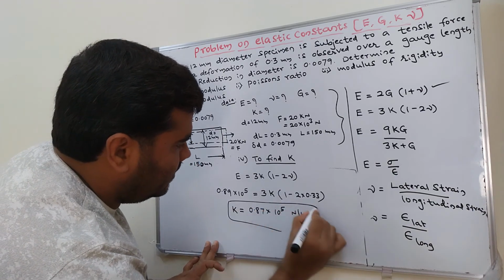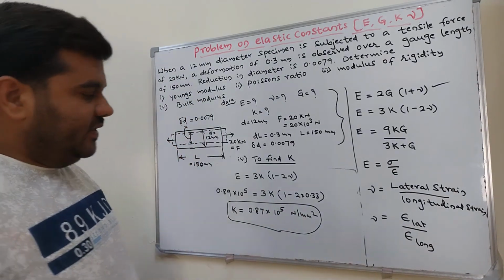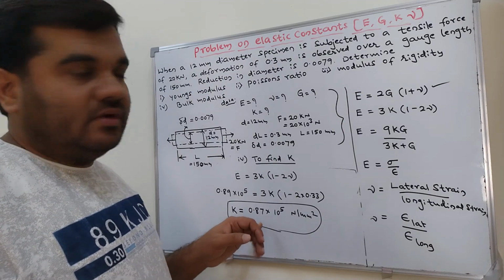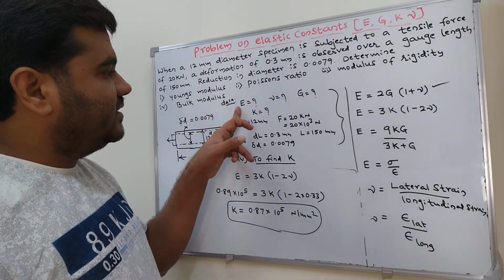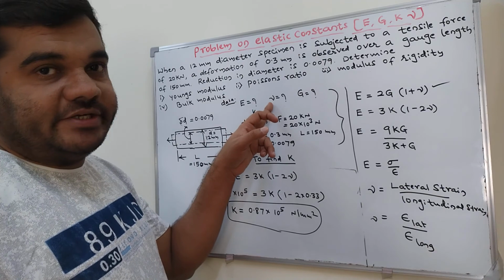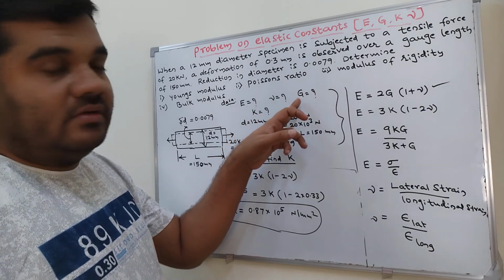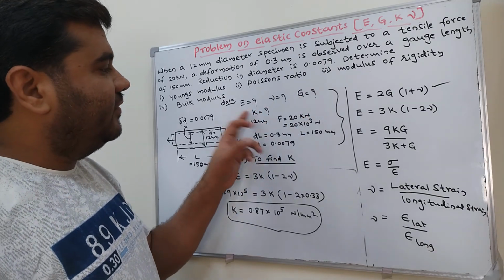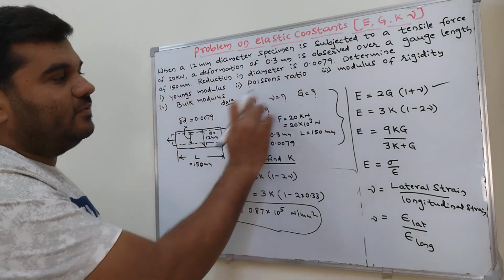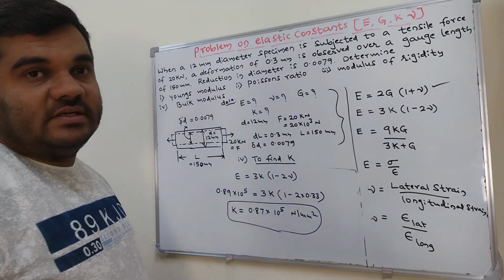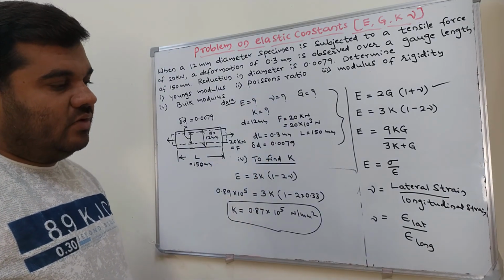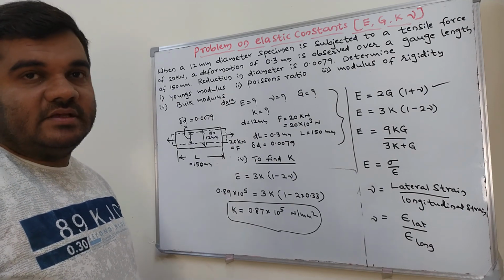So these are all the values. We found Young's modulus, we found Poisson's ratio, we found modulus of rigidity, and we found the bulk modulus. These four are the elastic constants, and this is how we need to calculate all these values here.